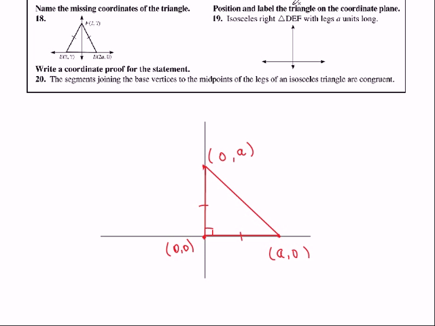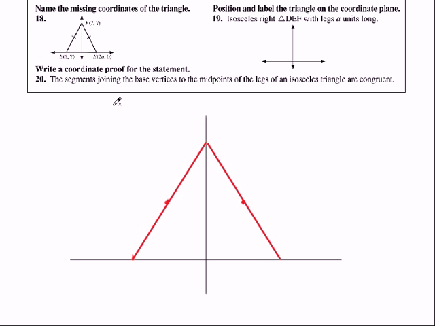And it just says position and label the triangle on the coordinate plane. And I've done exactly that. I've positioned the triangle where it's supposed to be. I've labeled all 3 vertices, and that's all you have to do. All right, let's try the last one. All right, here's the situation. We got a triangle. It's an isosceles triangle, so this side is equal to this side. And we're joining the base vertex, which would be right here, to the midpoint of the leg of the isosceles triangle. Okay, so here's your 2 legs.